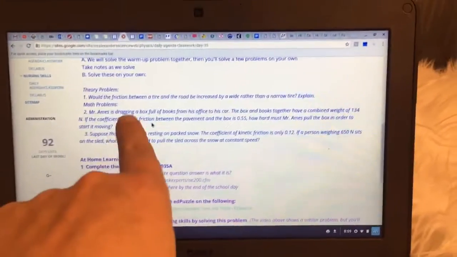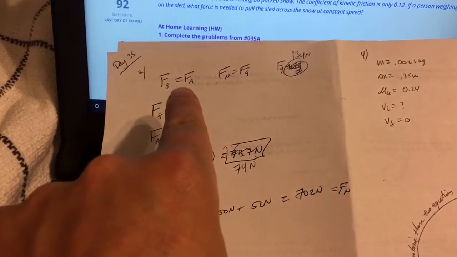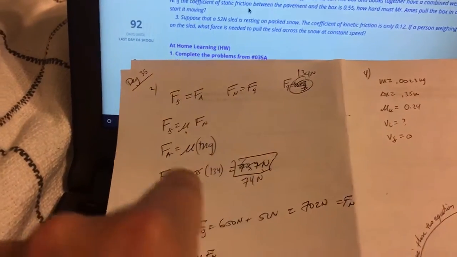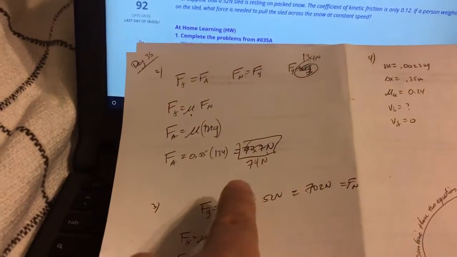So for day 35, number 2, dragging the box full of books, you can set the forces equal to each other in the x direction and in the y direction. Use the force of friction equation, do some substituting, and get your solution to 2 sig figs.